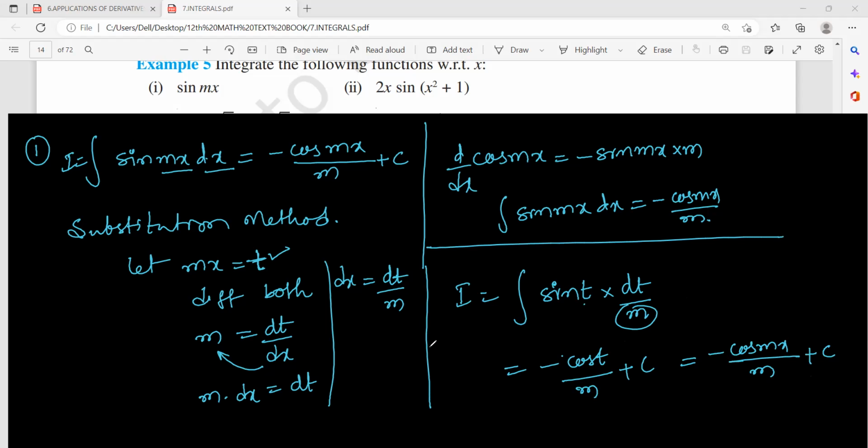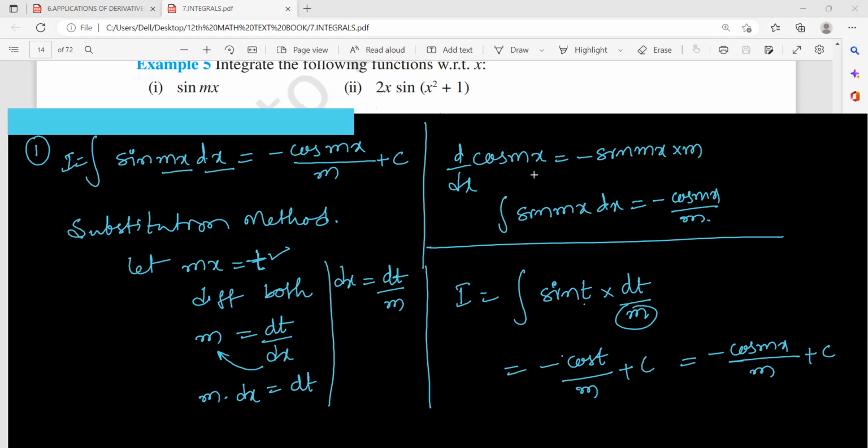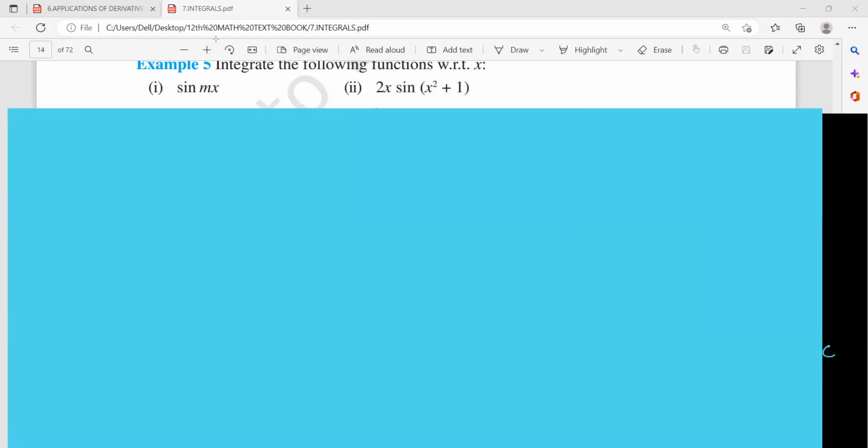Now I'm going to do another problem. One second, you want to copy this down. Just a minute, then you can copy. Anyway, you can do that later also. That's not a problem. I'll do the second one, then you can copy.